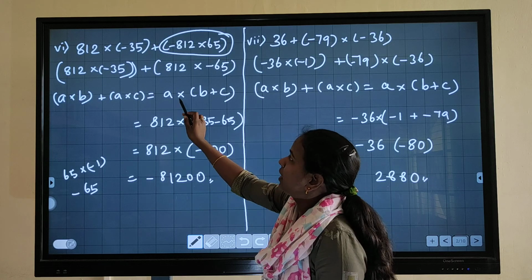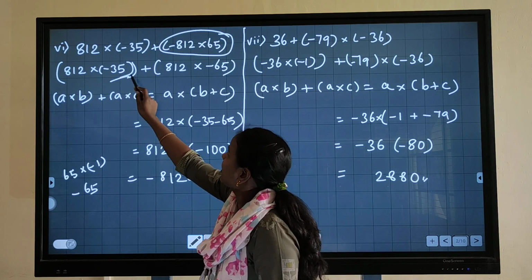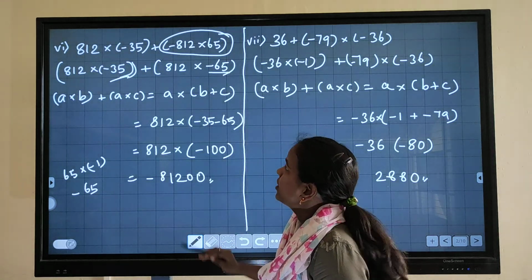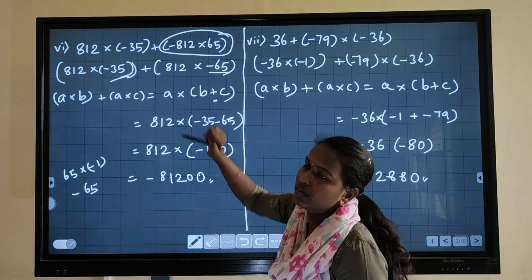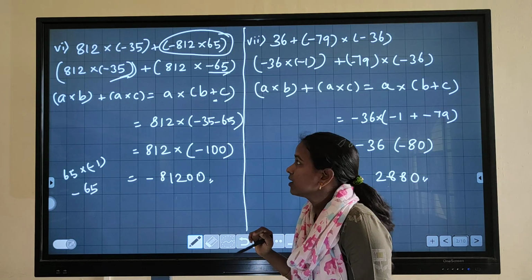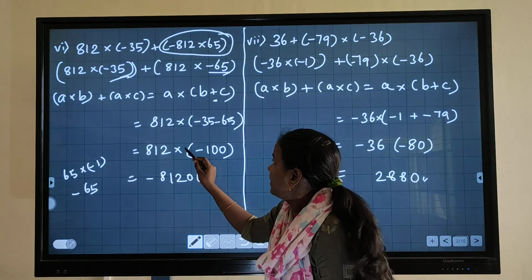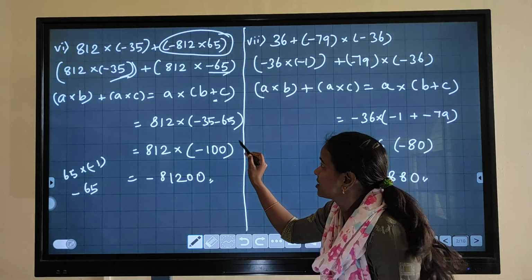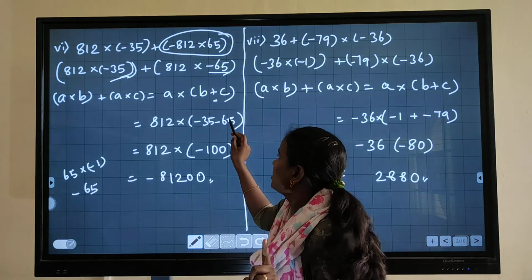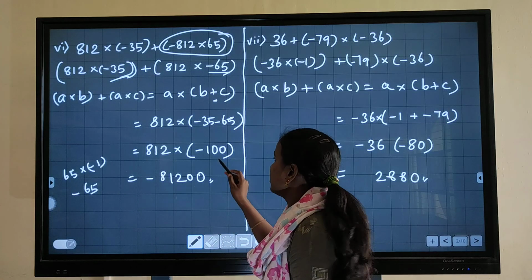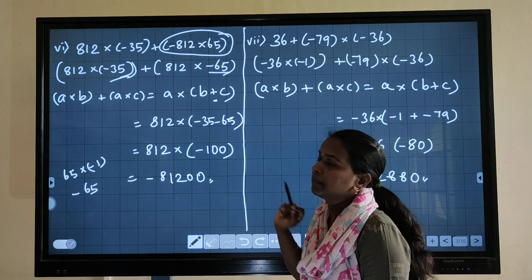That is equal to: A value is 812, so I am writing 812 multiplied by (B value minus 35, C value minus 65). If you add these two numbers, B plus C, both are negative numbers. If you add negative numbers, you add and put the negative sign in the answer. So 812 multiplied by (minus 35 minus 65). Answer: 5 plus 5 is 10, remaining 1, 6 plus 3 is 9, 9 plus 1 is 10. So the answer is minus 100. So here 812 multiplied by minus 100.